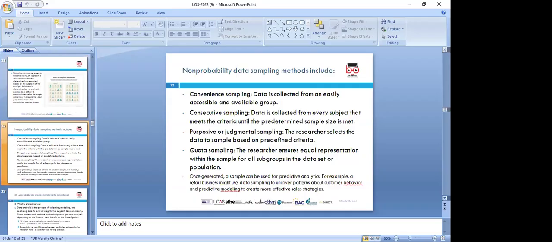So we have convenience sampling. Data is collected from an easily accessible and available group. That's what we call convenience sampling. Then you have consecutive sampling. Data is collected from every subject that meets the criteria until the predetermined sample is met. Purposive or judgment sampling: the researcher selects the data to sample based on predefined criteria. And then quota sampling, where the researcher ensures equal representation, shared across all subgroups or data sets.